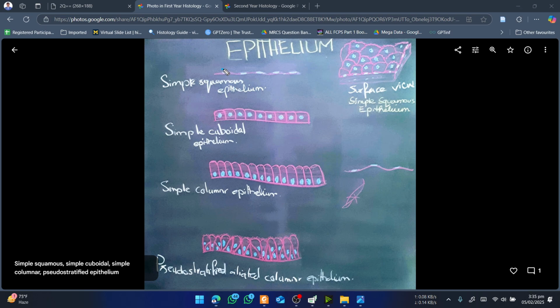In the squamous, you will see these flat nuclei. In the cuboidal, you will see these rounded nuclei. In the columnar, you will usually see these oval nuclei. And in the pseudostratified, you will see nuclei at different levels, like shown here. So let us go through the pictures one by one.